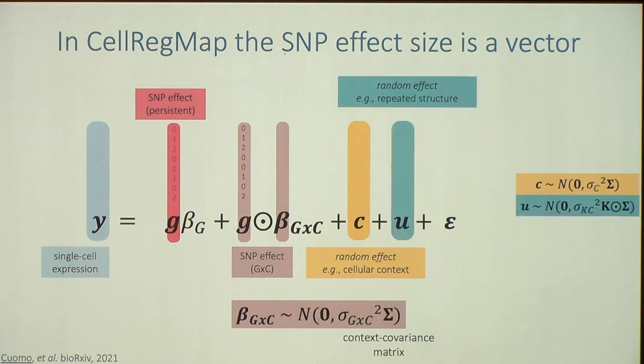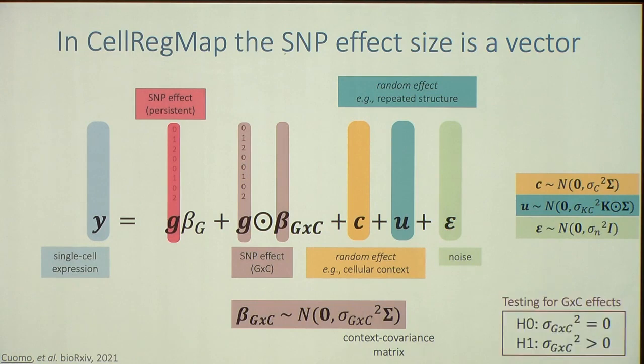Very importantly, in this setting we have multiple cells coming from the same donor, so it's very important to account for this inherent repeated structure that we have across our samples. And finally, we always allow for measuring noise. And so what this method allows us to do is to test for G/C effects on single cell expression that are beyond G only, so genetic only effects, or context only effects.